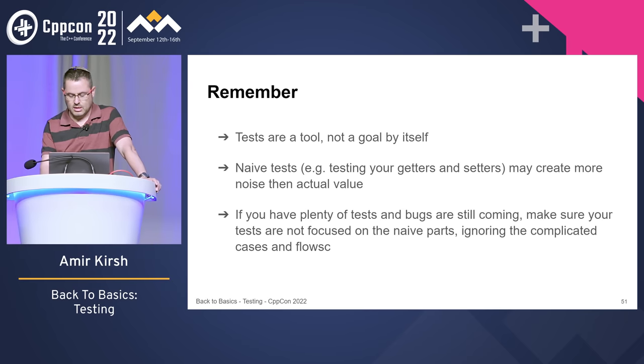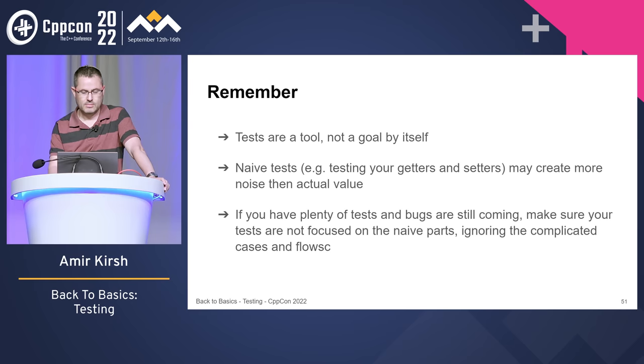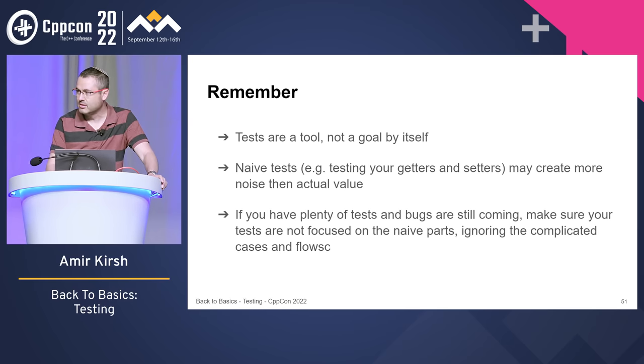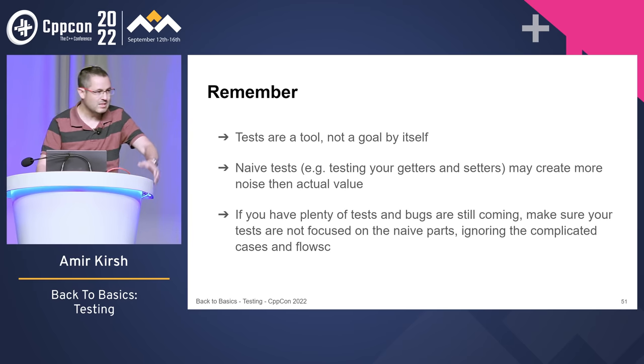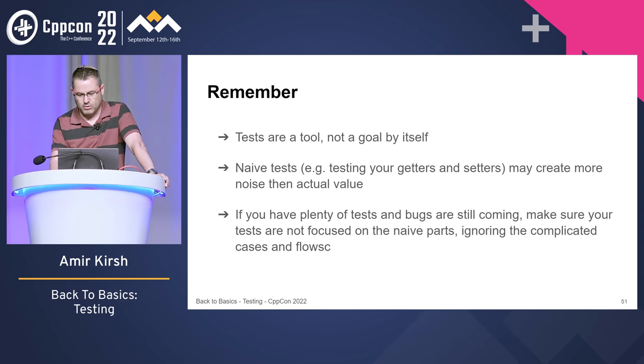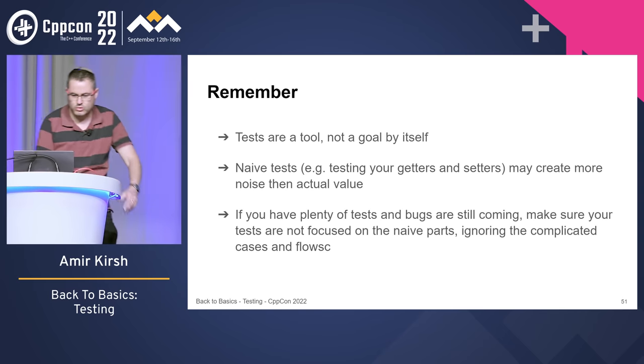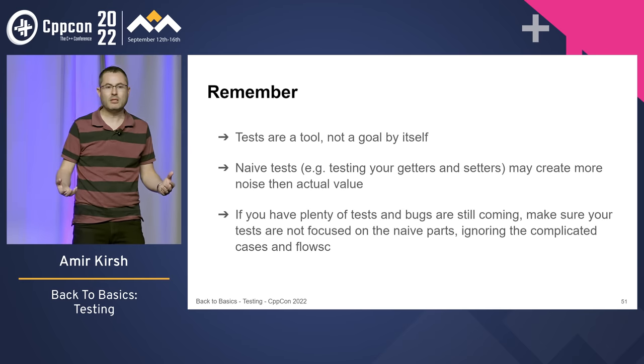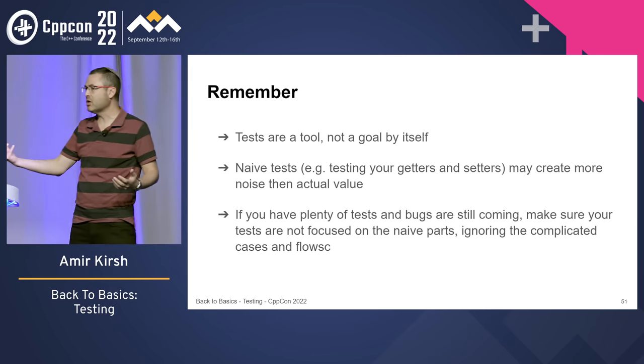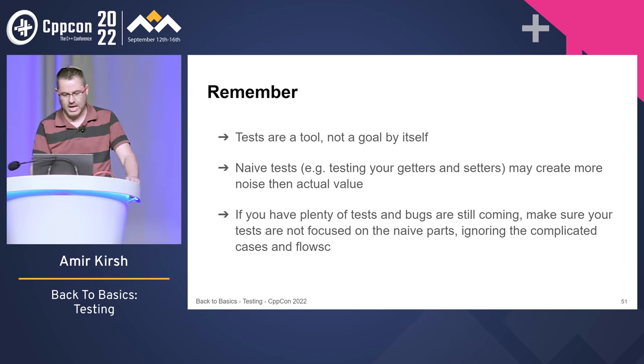Naive tests are just noise, like testing getters and setters, or testing the mock. If you have plenty of tests and bugs are still coming, make sure your tests are not focused on the naive parts, and make sure that the test may fail. I mean, change the code, check that the test can actually fail.